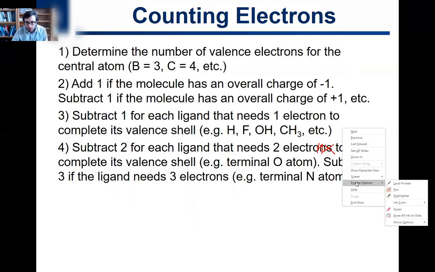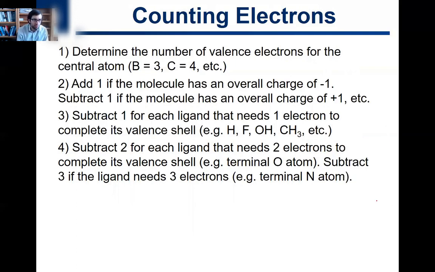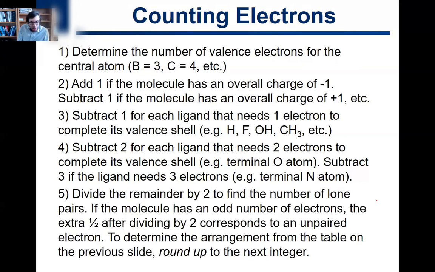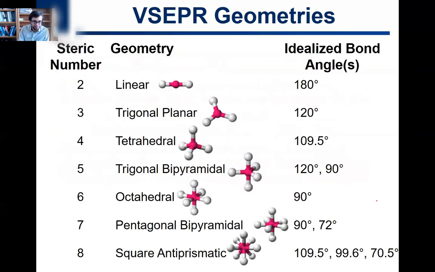You're going to then subtract 2 for each ligand that needs 2 electrons to complete its valence shell. So this would be something like just an oxygen atom by itself, a terminal oxygen atom. Why? Because if you added 2 hydrogens to that, that would get you H2O, right? Water. So that's a stable molecule. Or you're going to subtract 3 if the ligand needs 3 electrons. So that would be like terminal nitrogen. Again, if you add 3 hydrogens to it, that's going to give you H3N, or NH3, ammonia. That's stable. And the last thing you're going to do is divide the remainder by 2 to find the number of lone pairs. And so if the molecule has an odd number of electrons, the extra 1/2 after dividing by 2 corresponds to an unpaired electron.